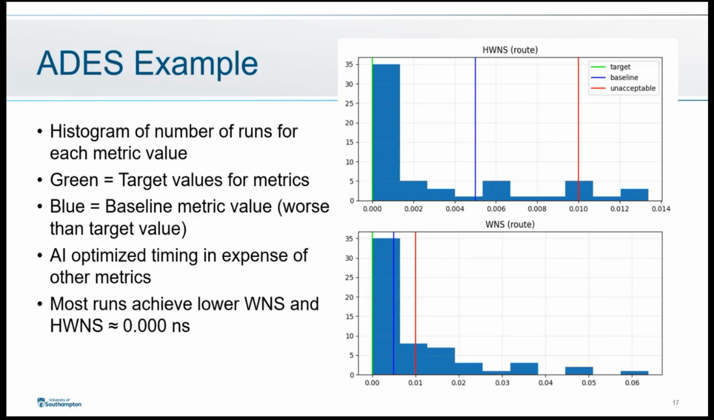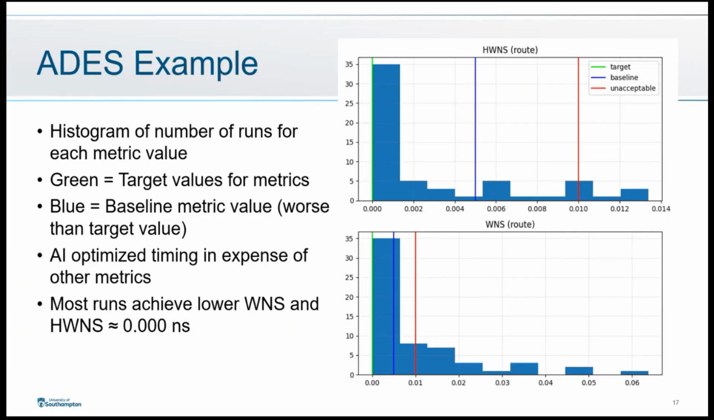In another example, we use ADIS optimization to minimize both the HWNS and the WNS of the design. In this session, we attempted to minimize timing over other metrics such as total power consumption, and this was done by setting a higher weighting for those 2 metrics. The green line represents target metric values for each metric, which were user specified. The blue lines represent the metric values that were achieved by the baseline run, and the red line represents unacceptable values that were set by the user.